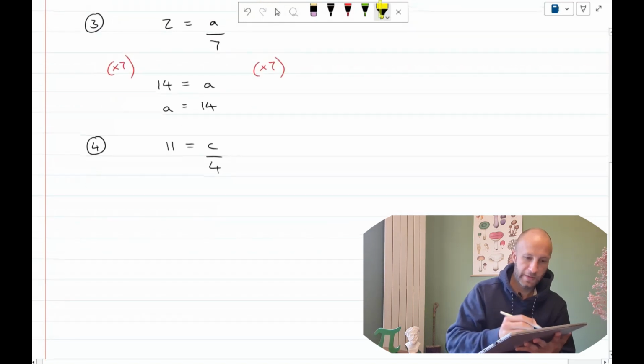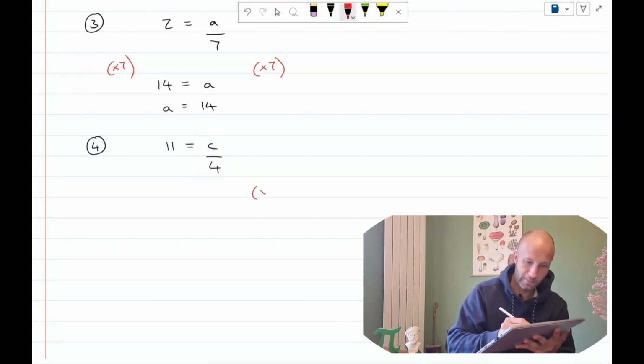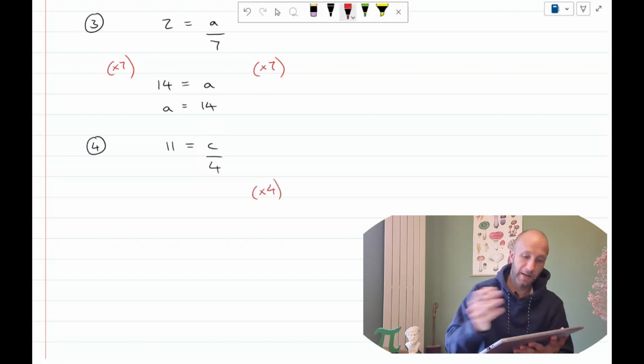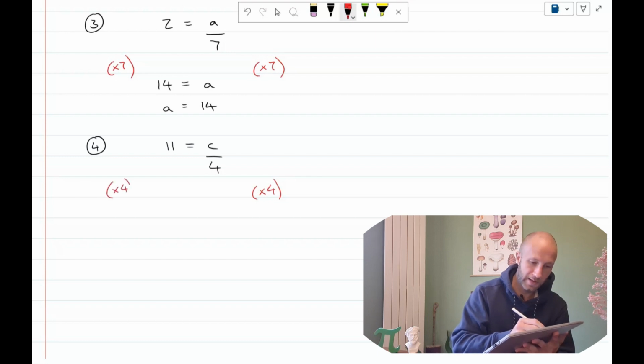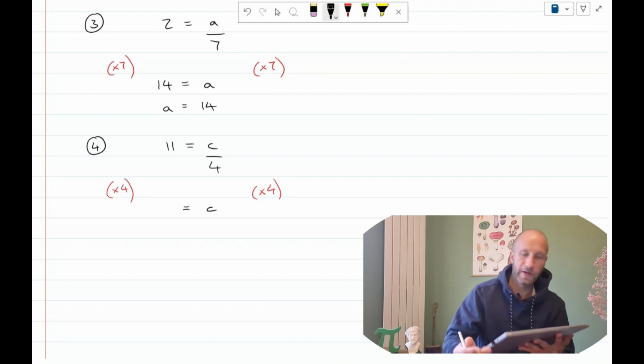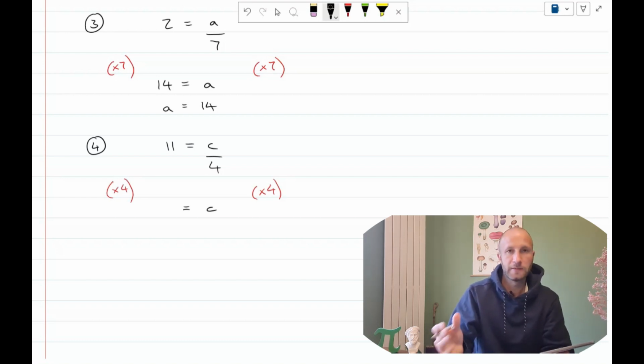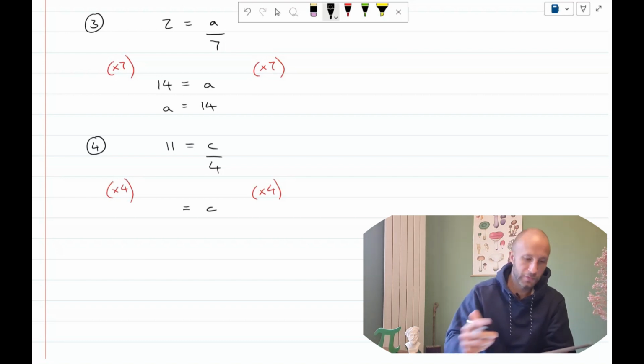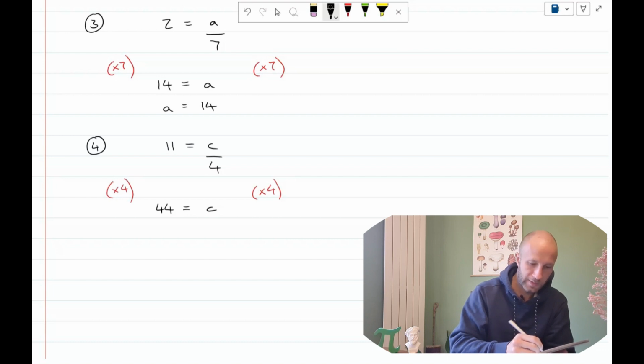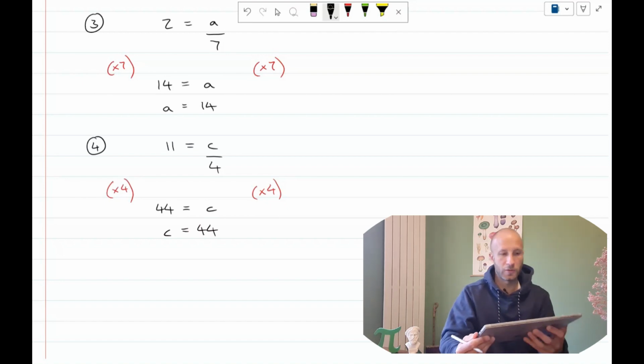So we have a division by 4 happening here. C divided by 4. So to get rid of that division by 4, I'm going to multiply the right-hand side by 4. And to balance that, I need to multiply the left-hand side by 4. So I'll get just the C on the right-hand side, perfect, because that's what we want. The times by 4 gets rid of the division by 4, but I've got to times the left by 4. 11 times 4 is 44. And then rearrange to get the C at the start, and the job's done.